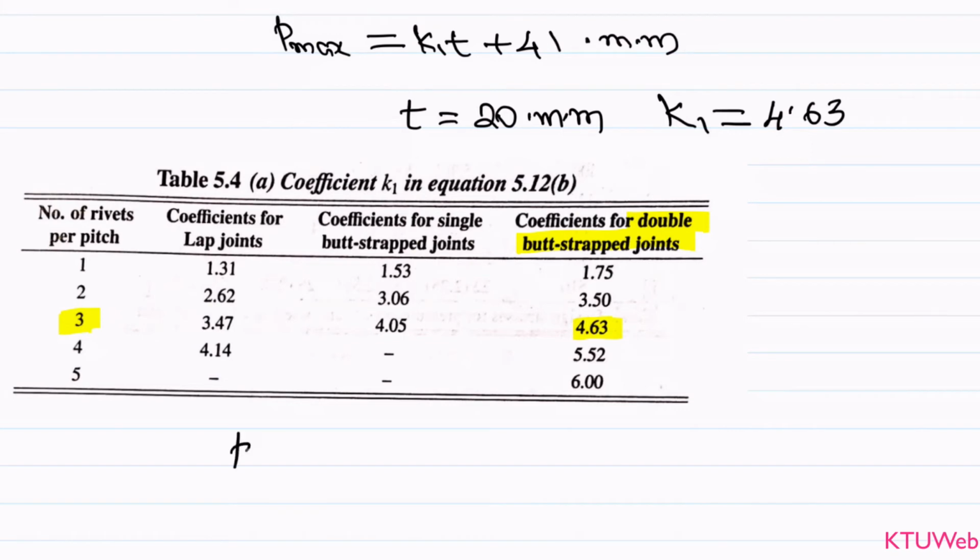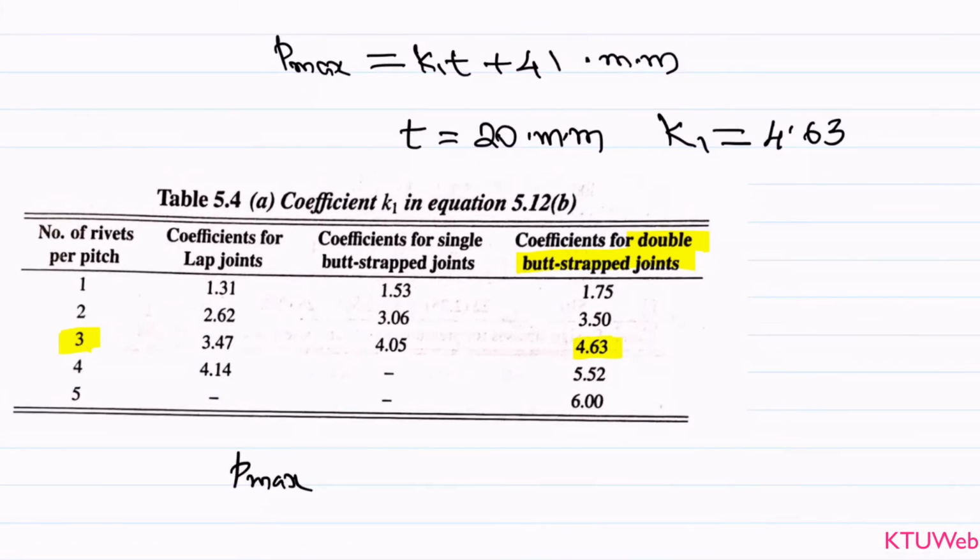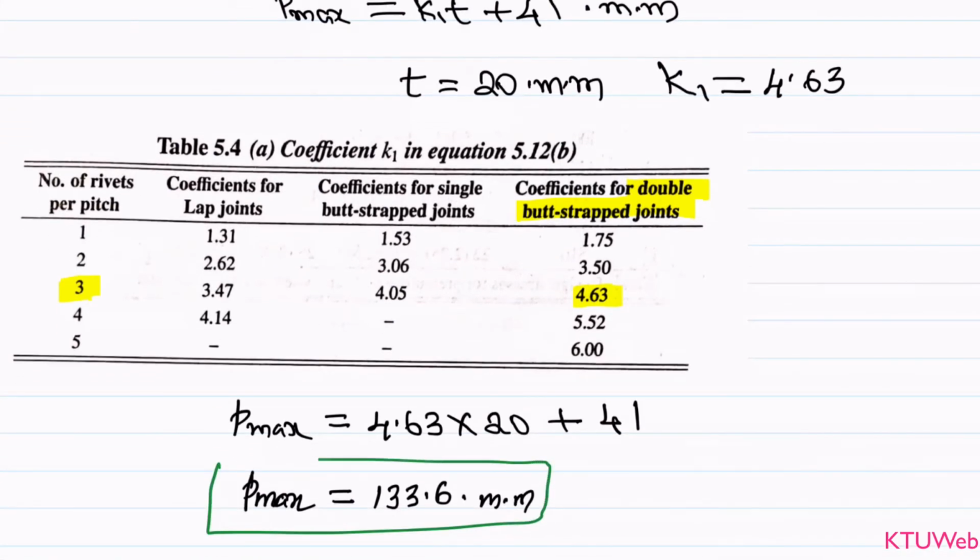That means the maximum pitch Pmax is equal to 4.63 into 20 plus 41. We get Pmax as 133.6 mm. This is the value of the maximum or allowable pitch for this joint.